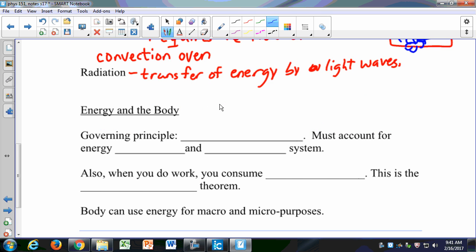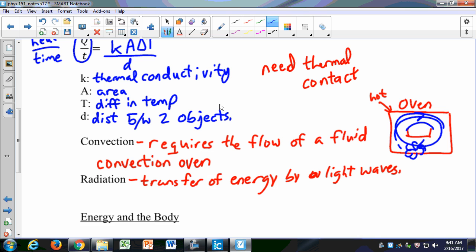All right, any questions about that? Conduction, convection, radiation? Know how they operate, for conduction know how they relate to those different variables, so you'll have the equation, and know some examples of each.